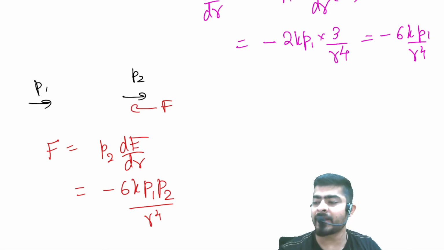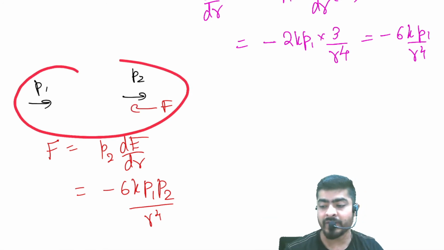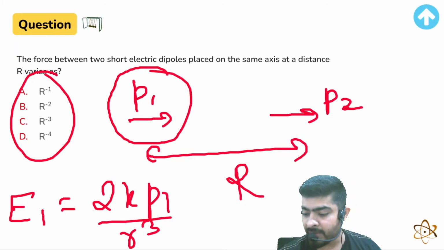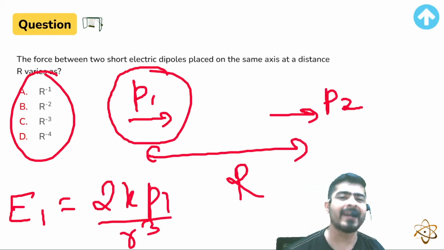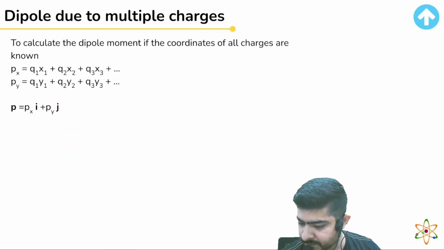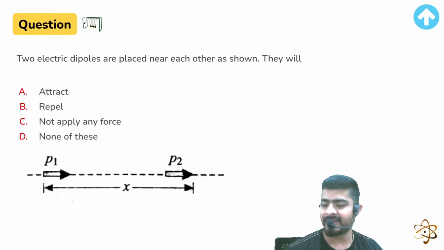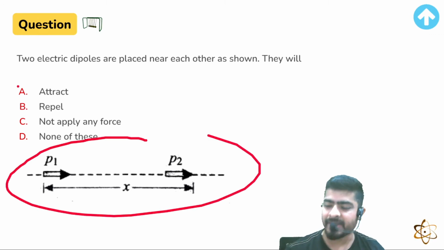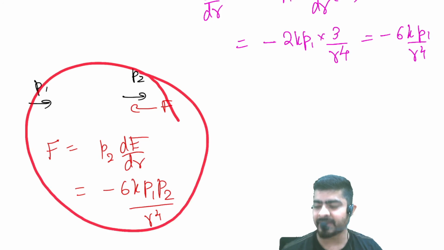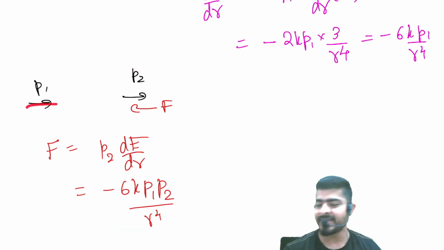Force will be acting in opposite direction. Remember, we have solved one question where I have kept two dipoles next to each other, and the answer that we got was that the two dipoles attract each other, right? Let me take you back to that question. Yeah, look at this. So what was the answer to this question? The two dipoles attract each other. So here also we are getting the same result. The two dipoles will attract each other in this situation.